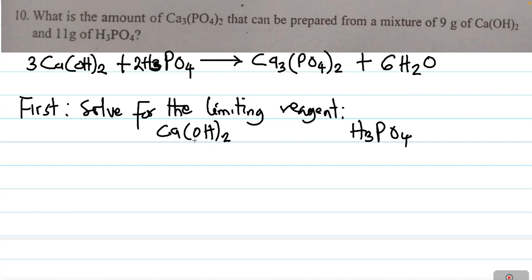We say, what is the mass of this guy? The mass of calcium hydroxide they gave to us is 9 grams, and the mass of this guy is 11 grams. Now we'll convert this guy to mole. First, we need to solve for the molar mass of calcium hydroxide. Molar mass of calcium hydroxide is OH is 17 times 2, that's 34, plus 40, because calcium is 40.